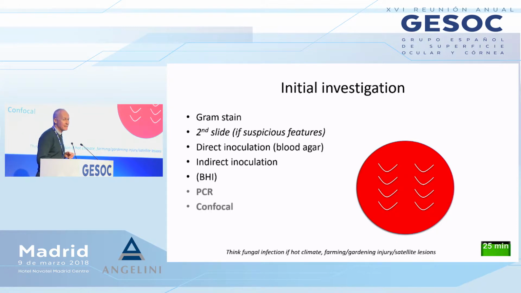If you are in a reference center, what investigations do we use? Well, the thing that has changed over the last 5-10 years is that we are using PCR and confocal microscopy on a large number of our infections now. And this adds to our ability, particularly to separate out the fungal infections, the filamentary fungi, and the acanthamoeba at an early stage. Otherwise, basic investigations, gram stain.